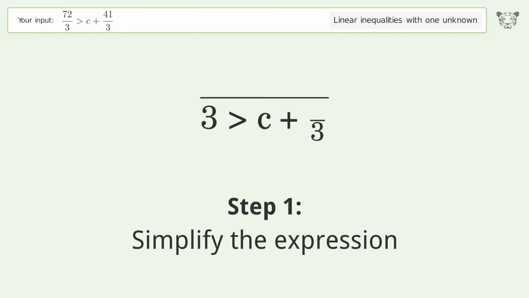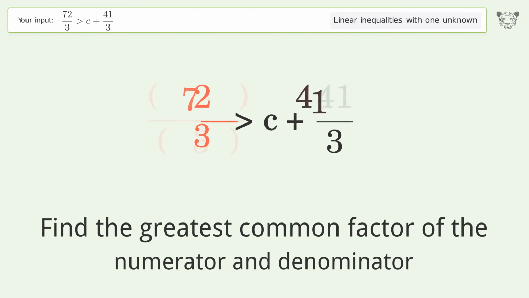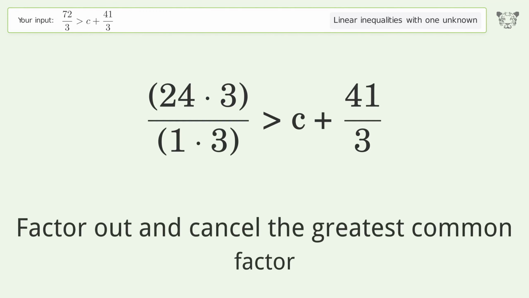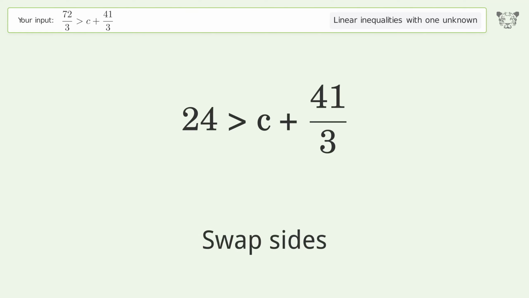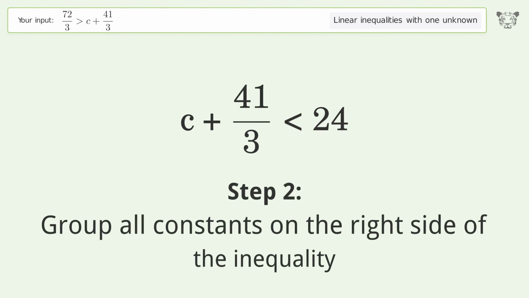Simplify the expression. Find the greatest common factor of the numerator and denominator. Factor out and cancel the greatest common factor. Swap sides. Group all constants on the right side of the inequality.